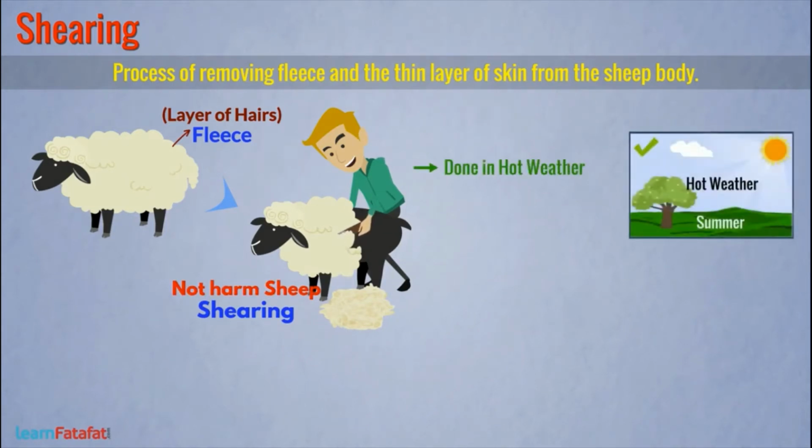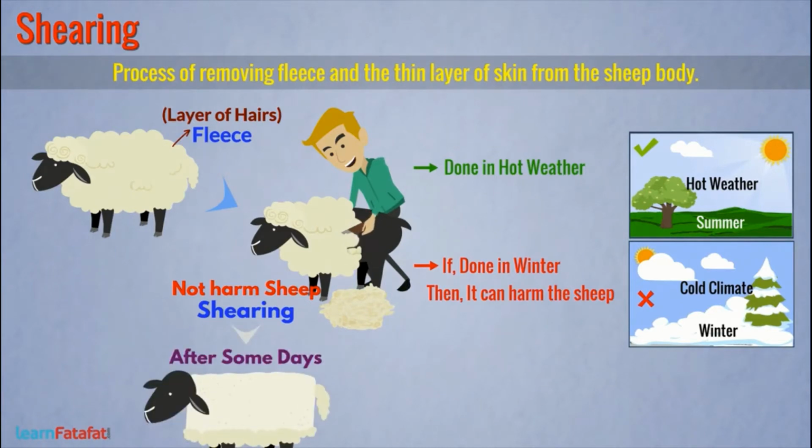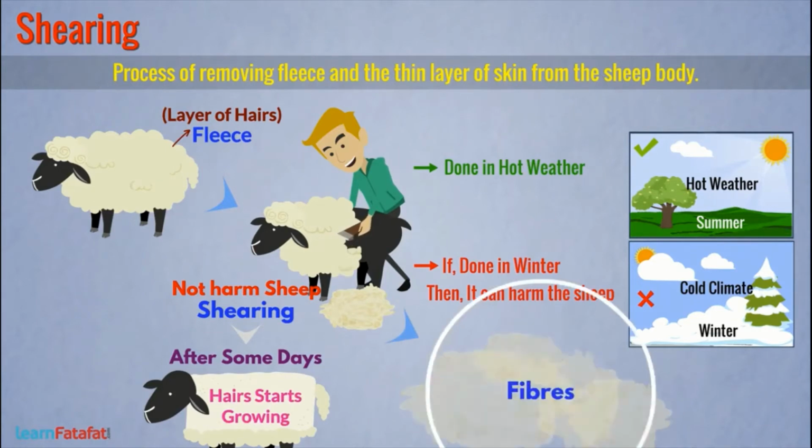However, this process must be done during hot weather. The reason is simple. If shearing is done in winter, then the cold climate could harm the sheep since the protective layer is not present. However, in hot weather, they can remain safe even if there is no protective layer. After shearing, the skin rebuilds in some days and the hair starts growing again. Shearing provides fibers.